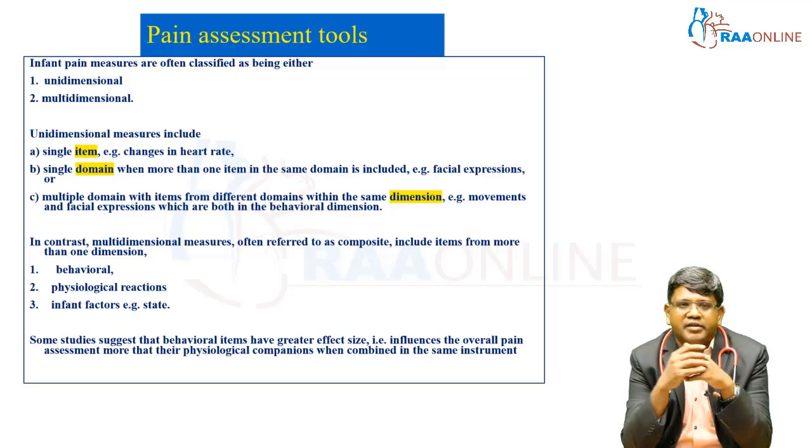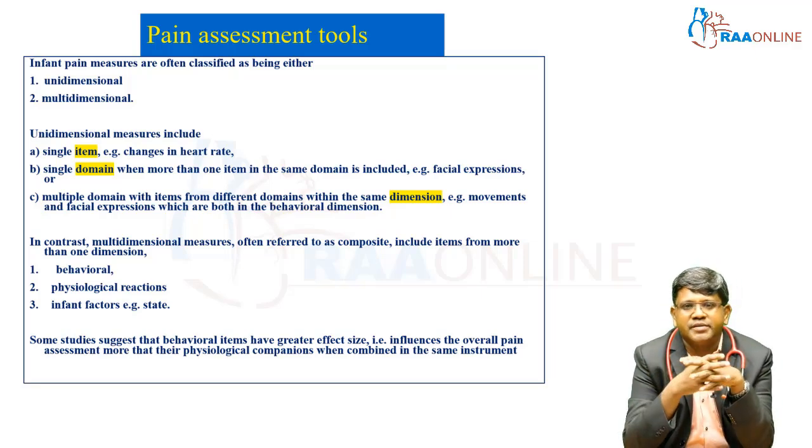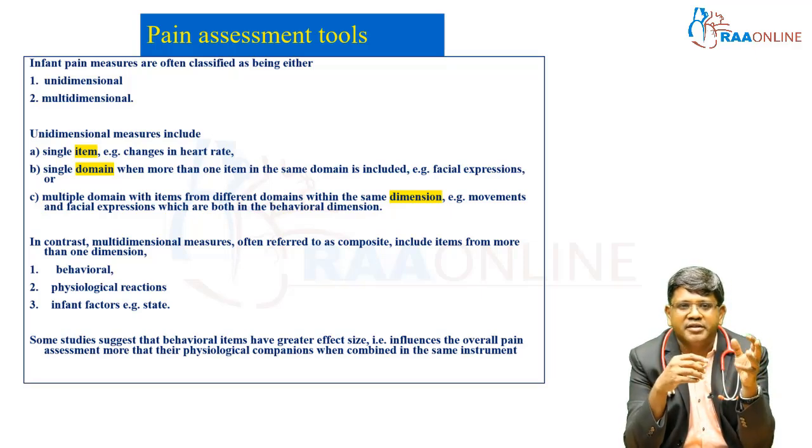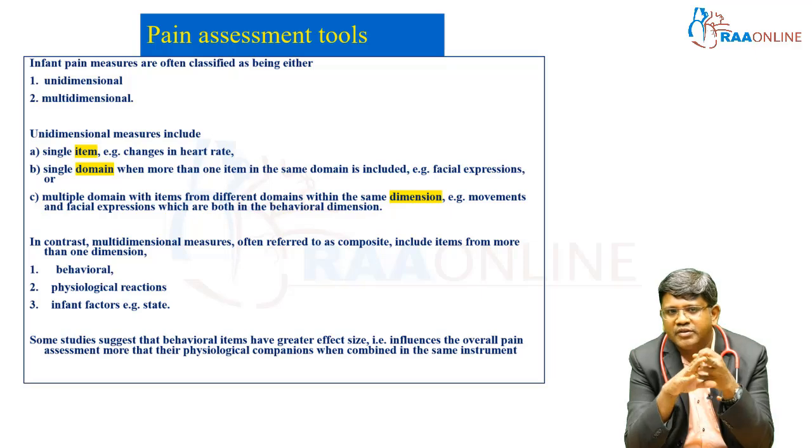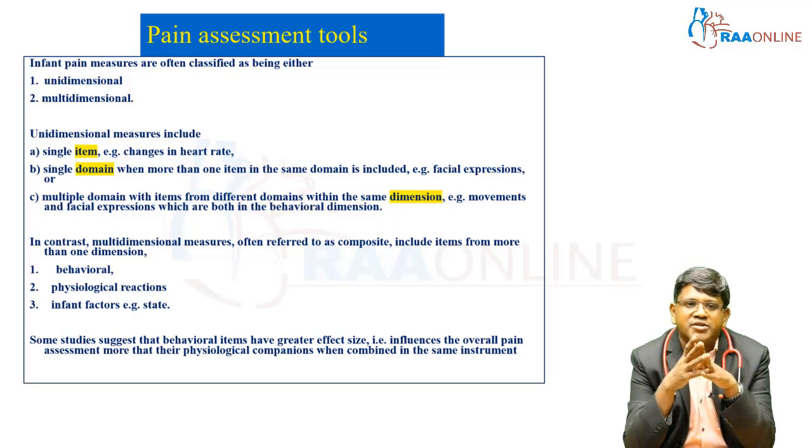Having clarified the unidimensional measures, now we move to the multidimensional measures, which are often referred to as composite, including items from more than one dimension. The 3 dimensions usually included are behavioral, physiological reactions, and state, which includes sleep. Behavioral includes facial expression and movements; physiological reactions include heart rate and so on; infant factors include sleep and state. So the 3-dimension triangle is behavior, physiological reaction and state. When the pain scale contains 2 or more from these 3, it is multidimensional.